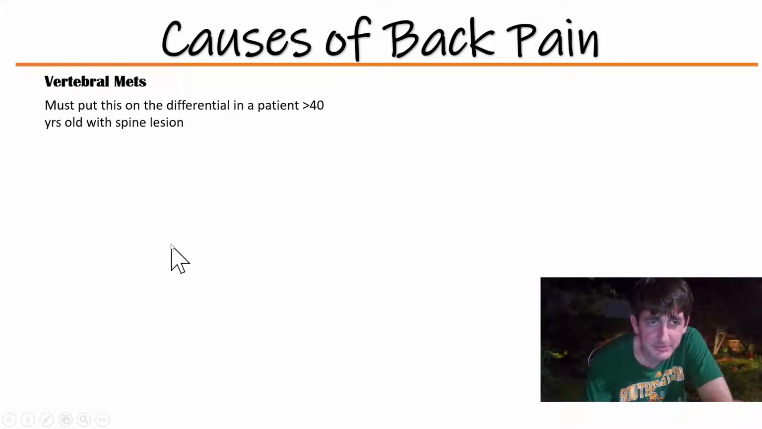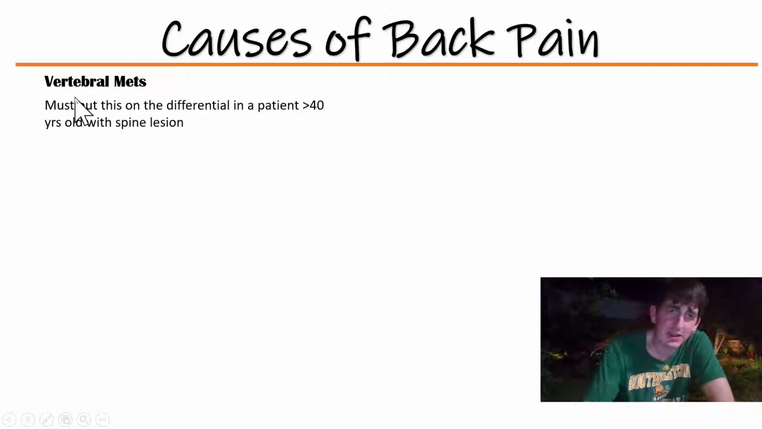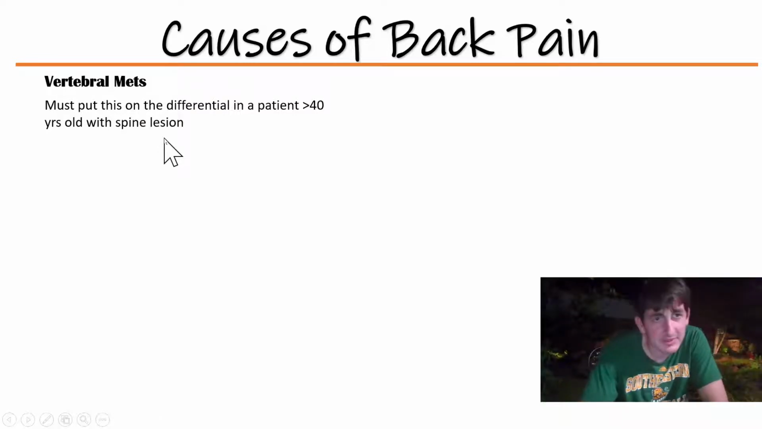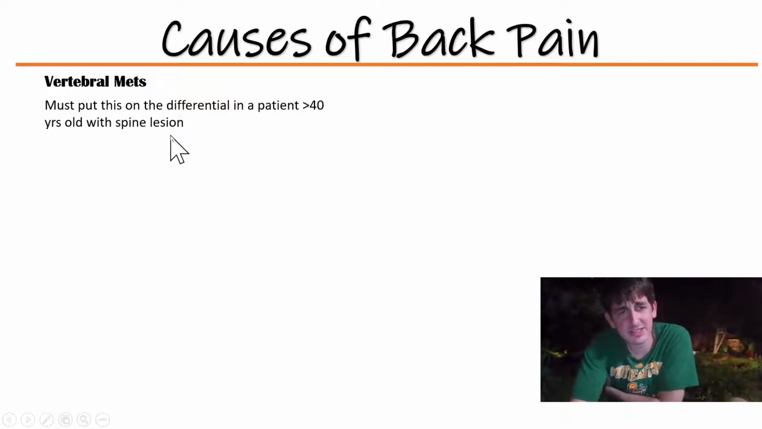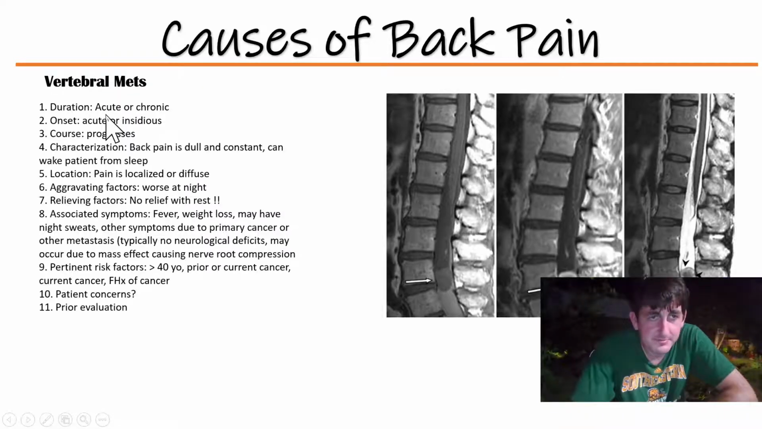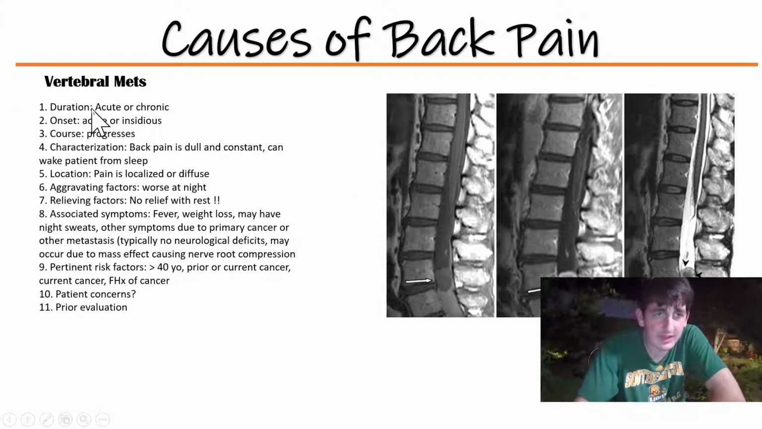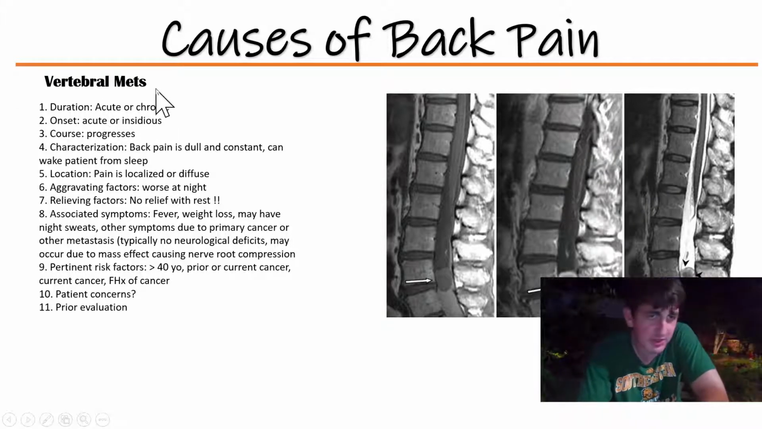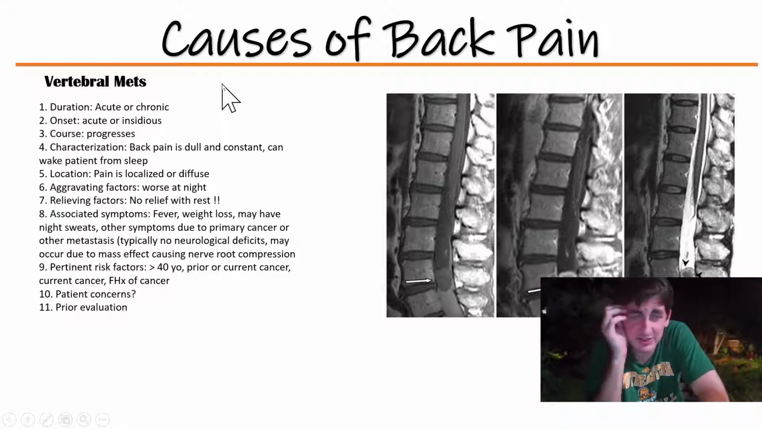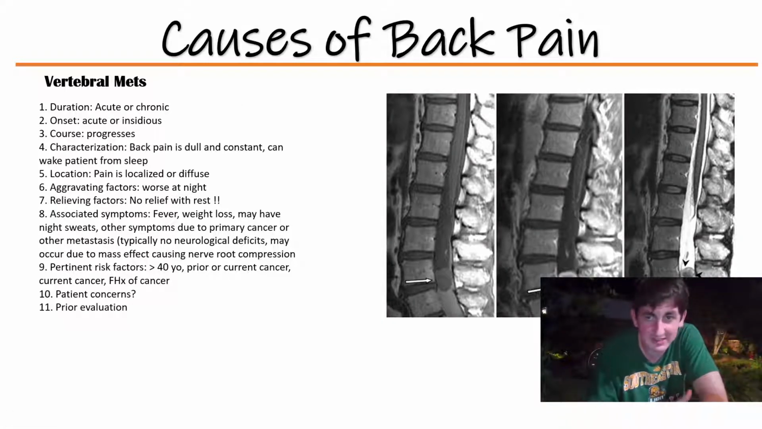So vertebral metastasis. So if you have a patient over 40 with a spine lesion, got to be thinking, could this be a metastatic lesion? Because primary lesions are less common than metastatic lesions in the vertebra. So you have this patient here. How long have your symptoms been going on for? It can be acute, chronic onset. It can be acute or insidious, slow, progressive onset.